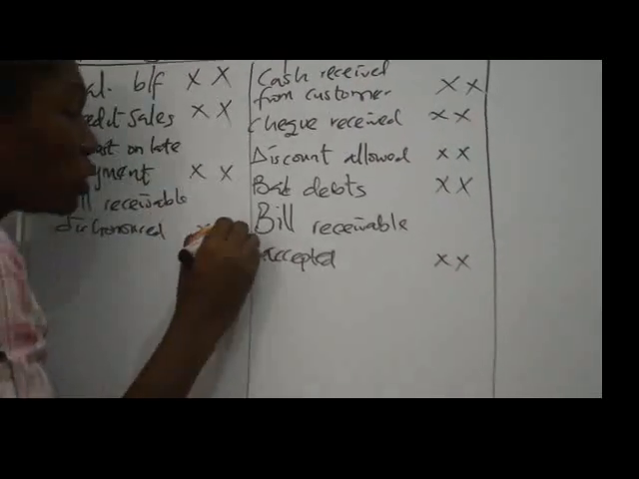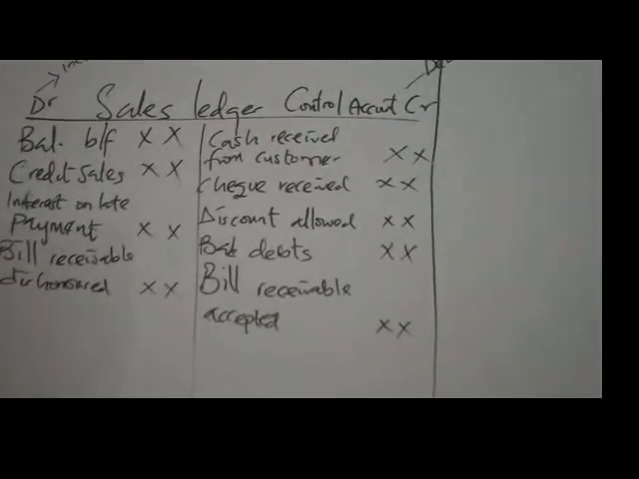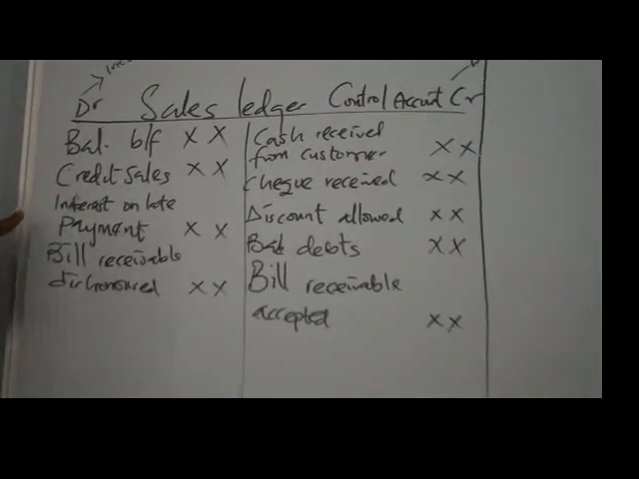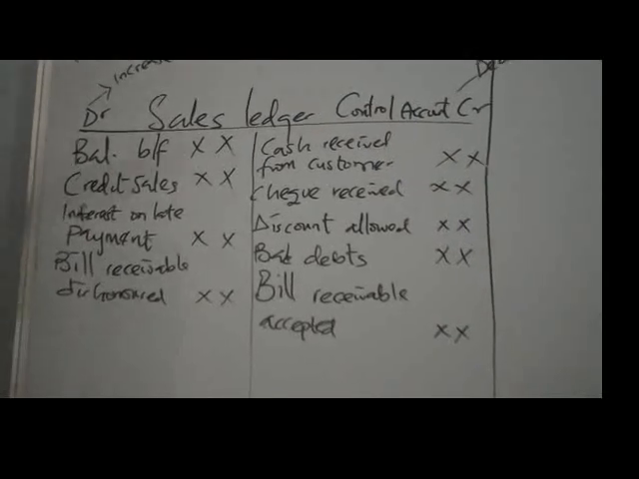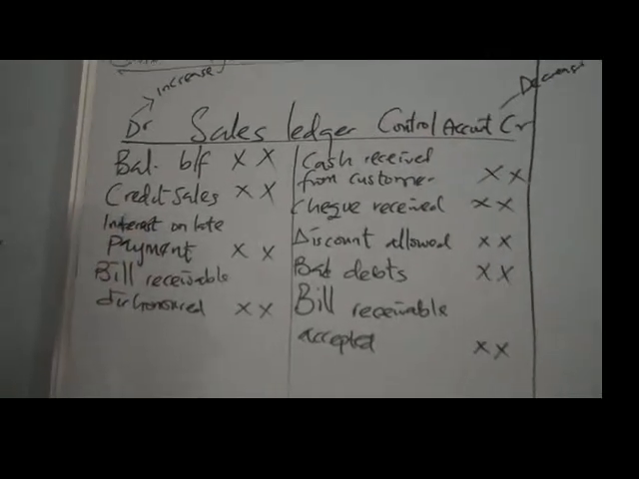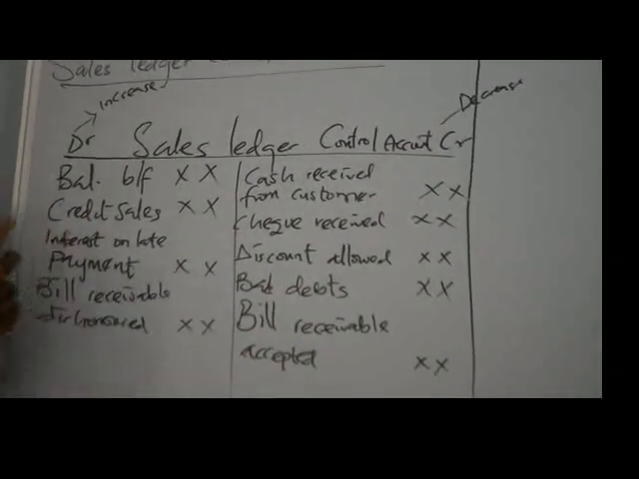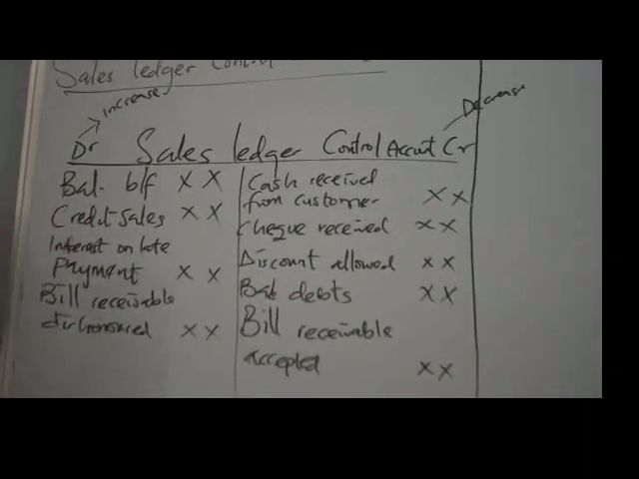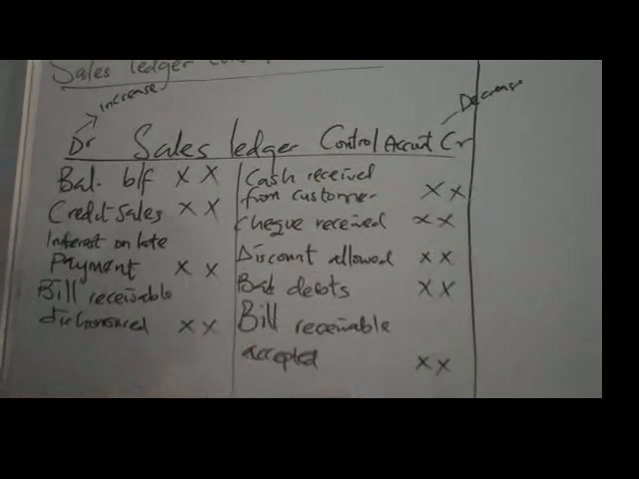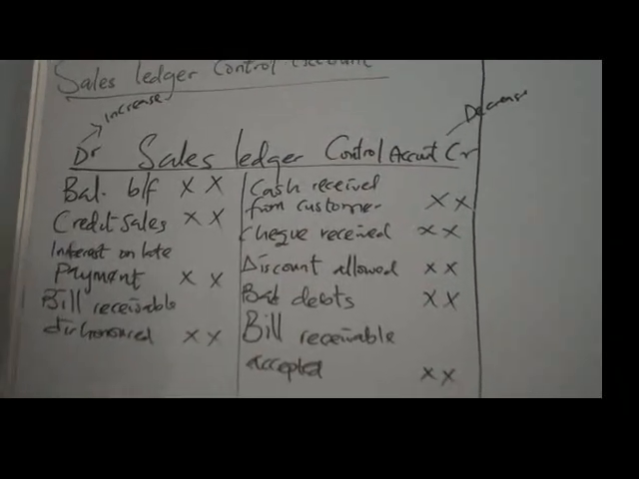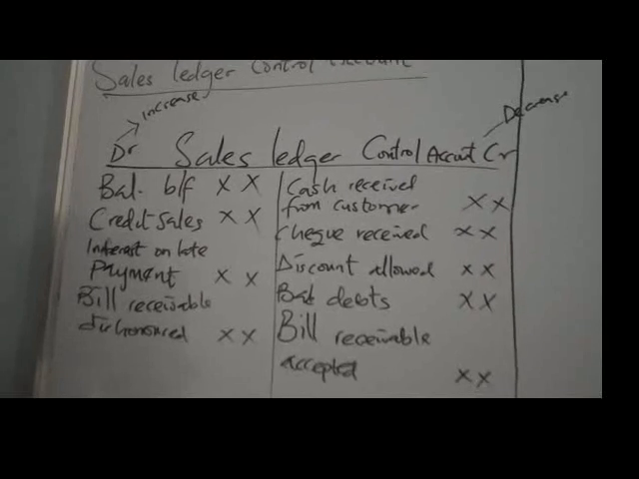Like I said, the simple trick: once you know that your debit side records sales, your credit sales, everything that will increase debt, you are debiting it. Everything that will reduce debt, you are what? Crediting it. Everything that increases debt, you are debiting it. Everything that reduces debt, you are crediting it. Now let's go. We also have what is called a set-off.